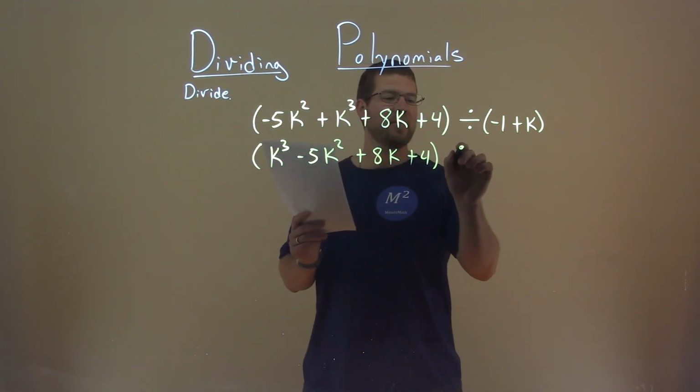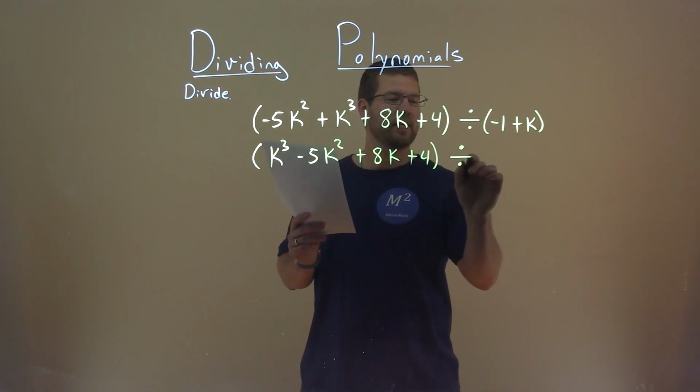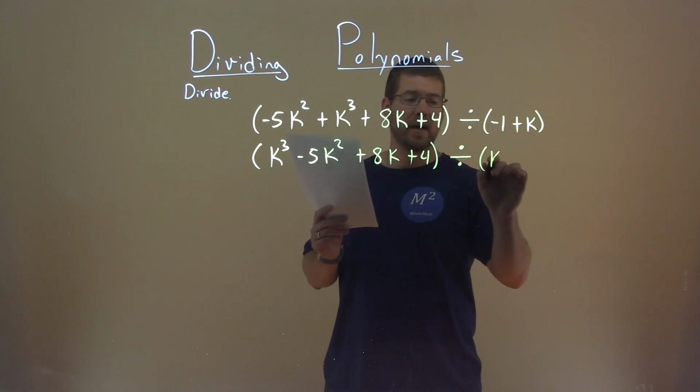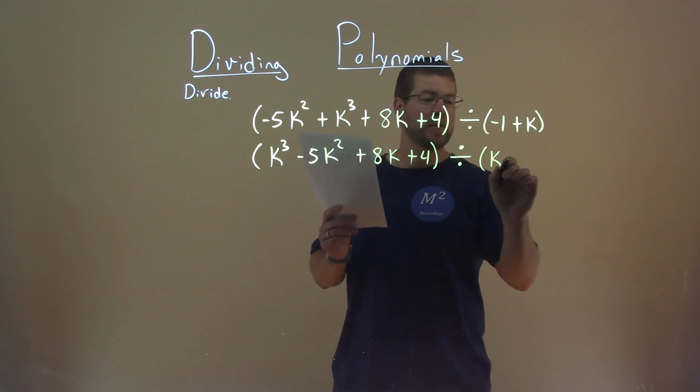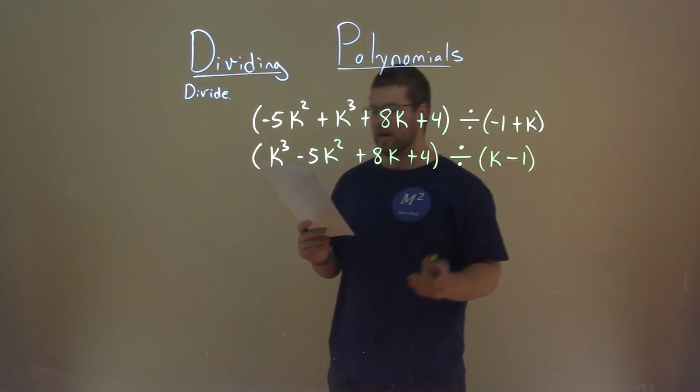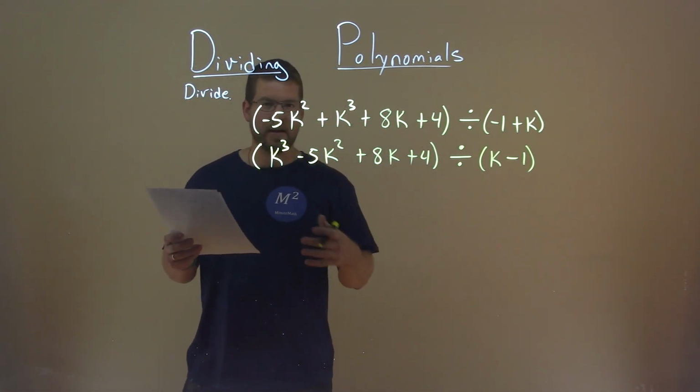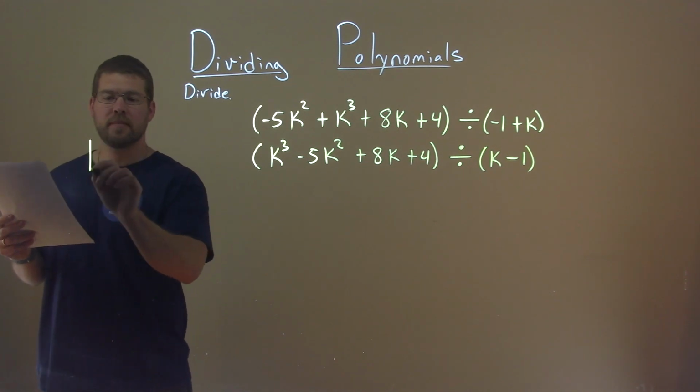Alright, now we're dividing by, same thing I'm going to do over here. I'm going to rearrange this 1 minus k, or negative 1 plus k, sorry, to be k minus 1. So the same thing. Now I have it like this. It's easy to synthetically divide this. So let's go set that up.